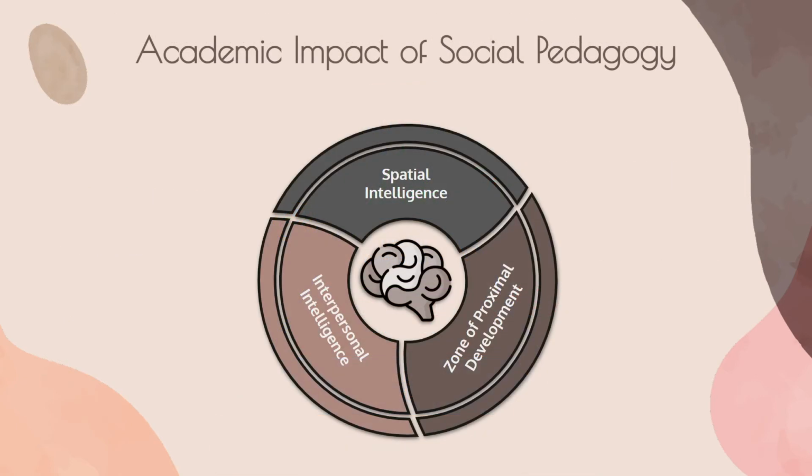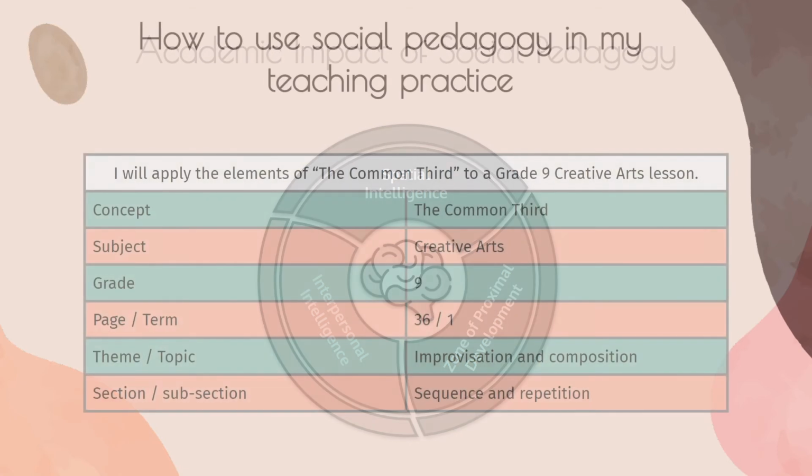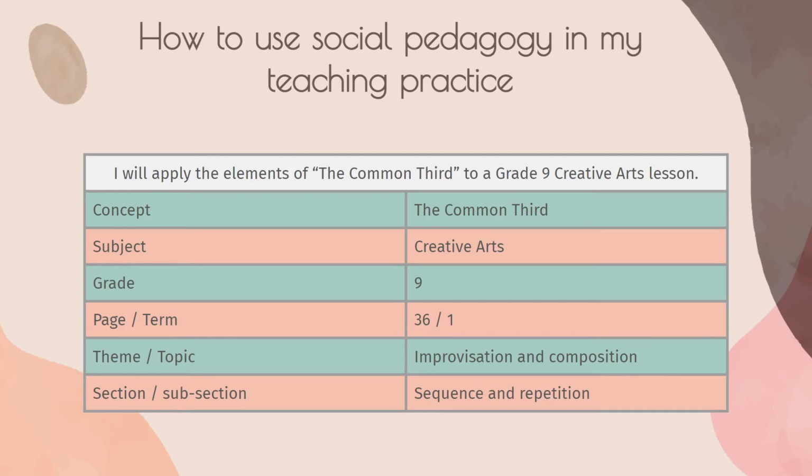Social pedagogy impacted me academically, as it helped me realize the key elements I need to work on myself in order to improve in my academic field. To enhance my studying ability, I need to learn to manage my workload more conscientiously. I also need to continue practicing my spatial intelligence, as it plays a huge part in my academic role within the art realm. Now we will look at how to use social pedagogy in a teaching practice.